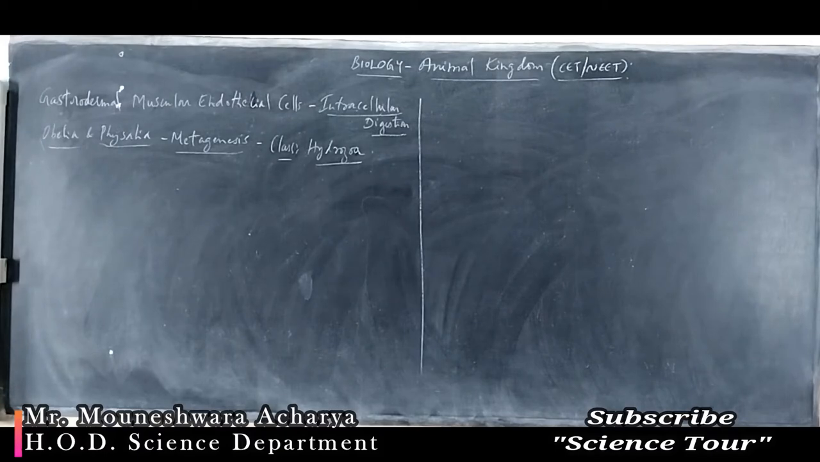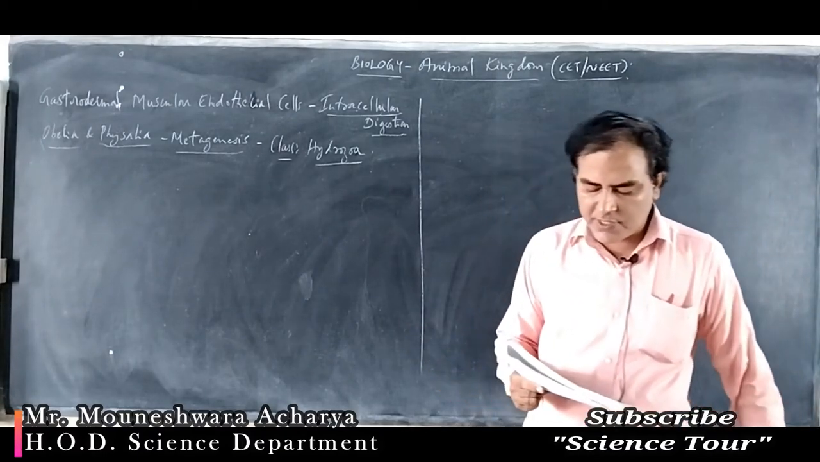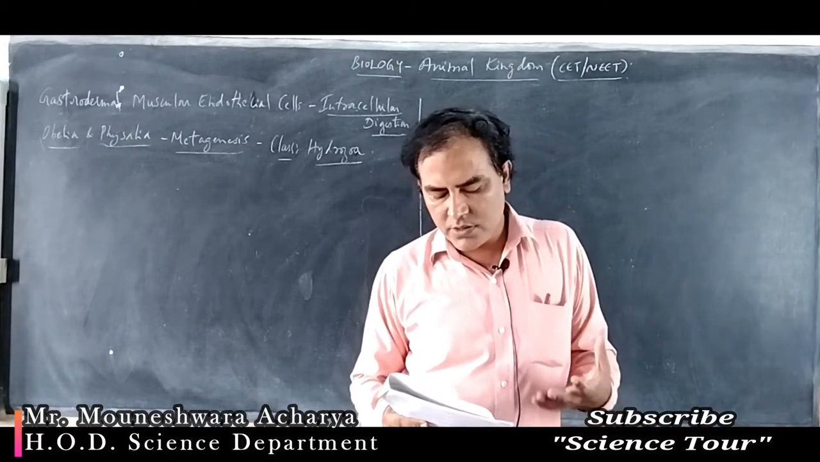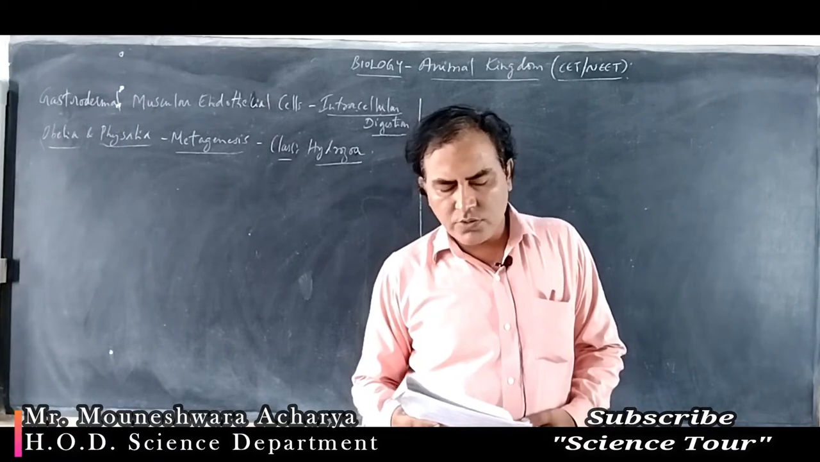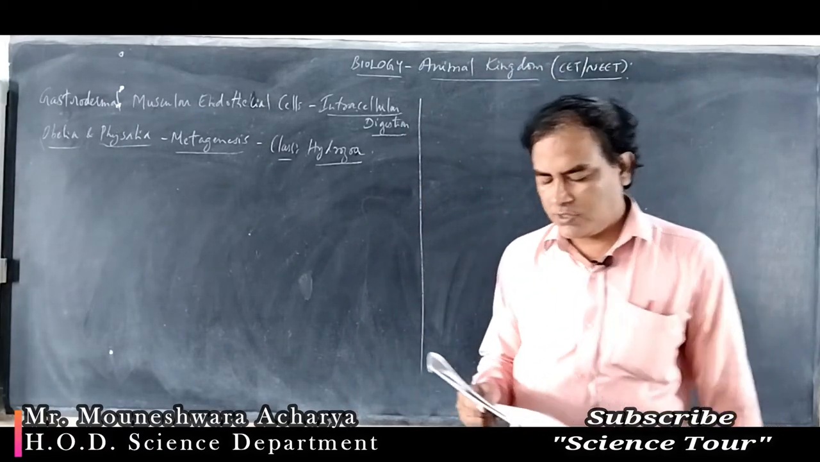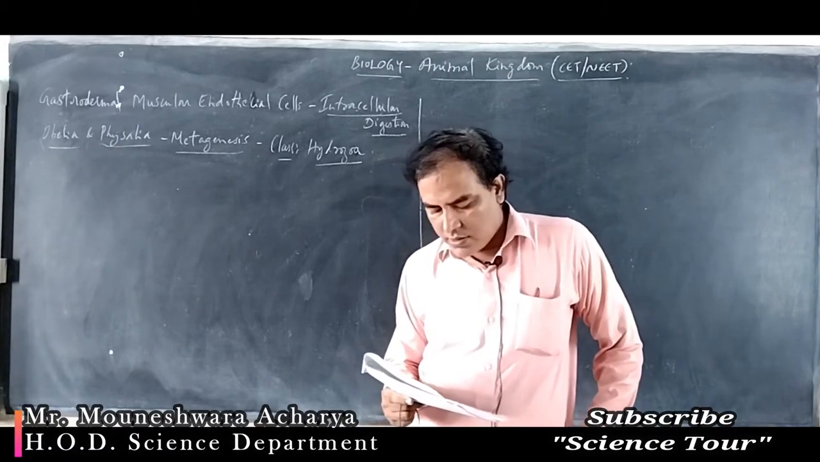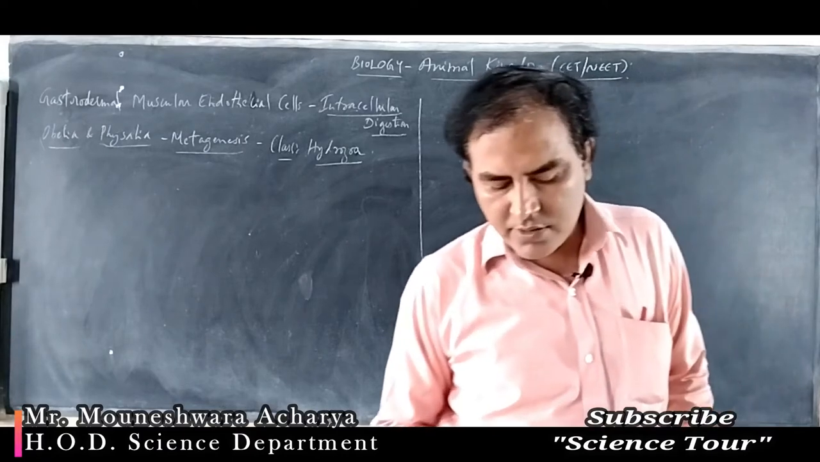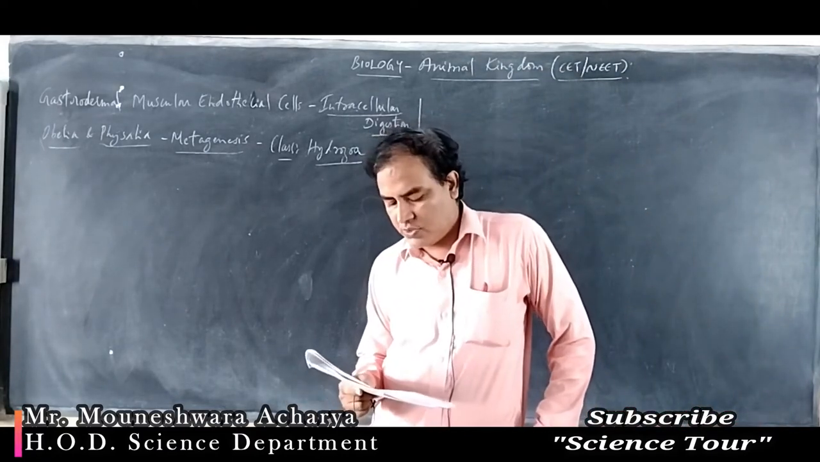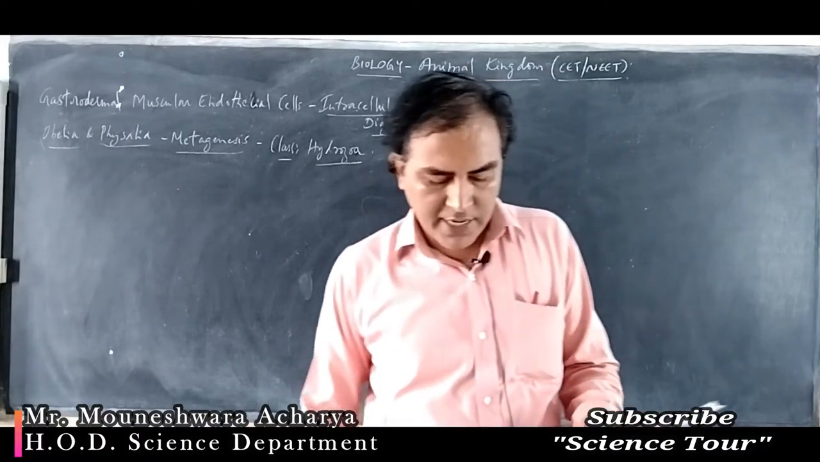Comb jellies are dash and jellyfishes are dash respectively. What are comb jellies? Comb jellies belong to phylum Ctenophora, the Ctenophores, and jellyfishes belong to phylum Cnidaria. They are Cnidarians. So the right option is option 3, that is Ctenophores and Cnidarians.